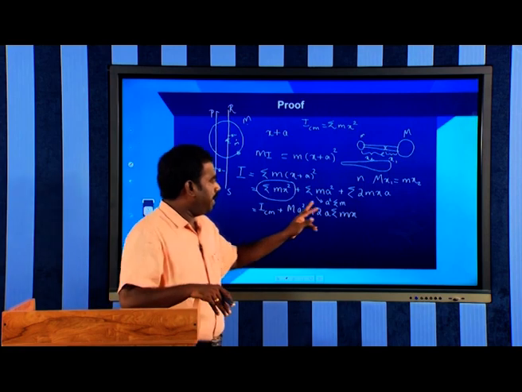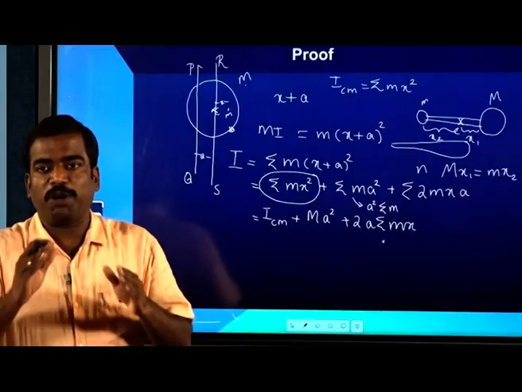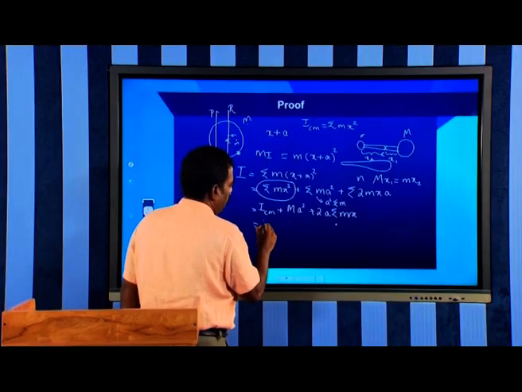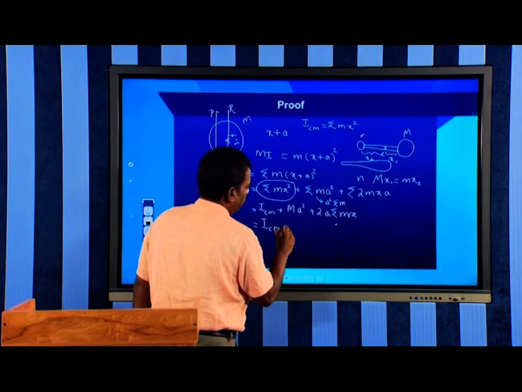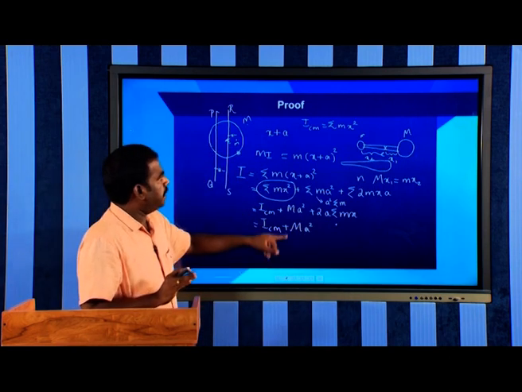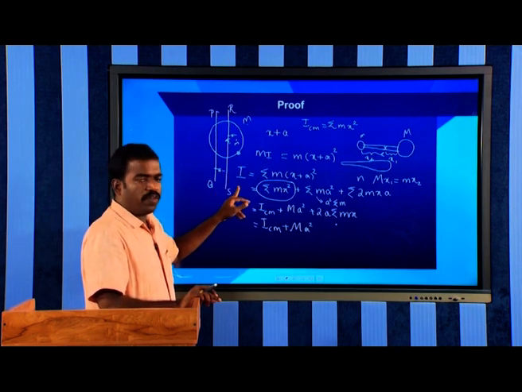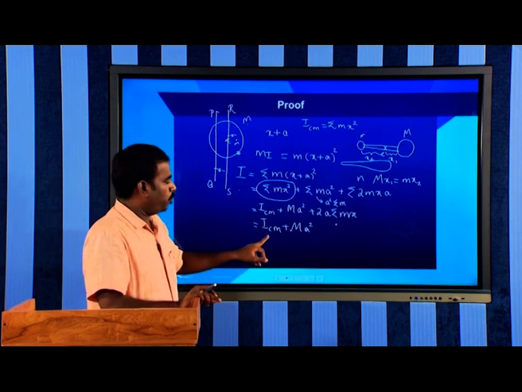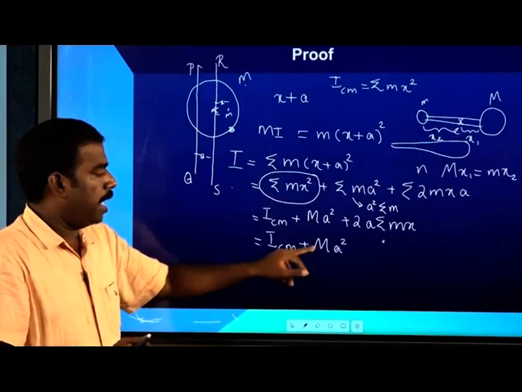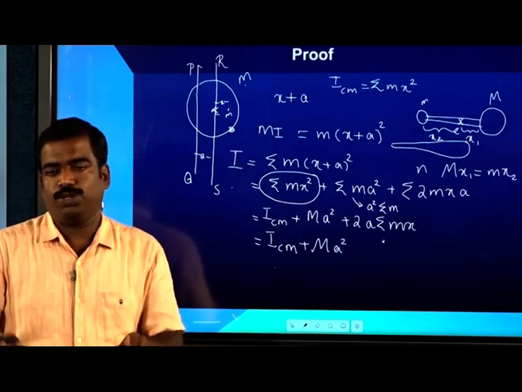Similar will be the case here also. Here sigma mx is the sum of the moments of mass around the center of mass. So, it will cancel out, it is 0. So, we will get I equal to ICM plus M A square. So, hence the theorem. The parallel axis theorem states that the moment of inertia of a rigid body is equal to the moment of inertia of the body about an axis passing through the center of mass plus the product of total mass of the body and square of the distance between the axes. So, this is the proof.